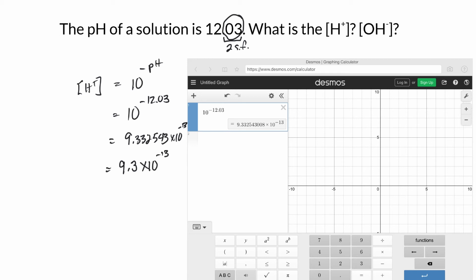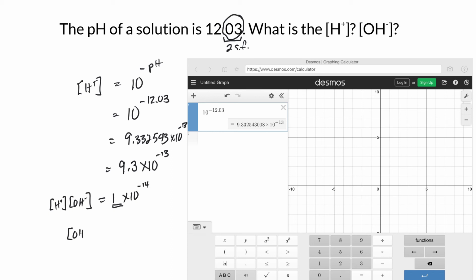This question also asks what's the hydroxide ion concentration. I think I put this in the video. I don't think I did this in class, but one way you could figure out the hydroxide ion concentration is this formula. So hydrogen ion multiplied by hydroxide ion is equal to 1 times 10 to the minus 14th. And this has unlimited significance, and so it won't change the sig figs.